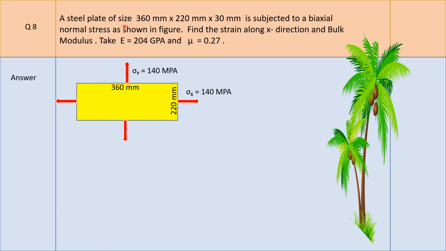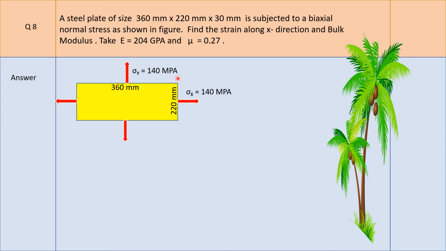A steel plate of size 360 mm by 220 mm into 30 mm is subjected to a biaxial normal stress as shown in figure. Find the strain in x direction and bulk modulus. Take E is equal to 204 GPa and mu is equal to 0.27. Now this is the stress given. In the x direction the length is 360 mm, in the y direction the length is 220. Sigma x is 140 tensile and sigma y is also 140 megapascal tensile.